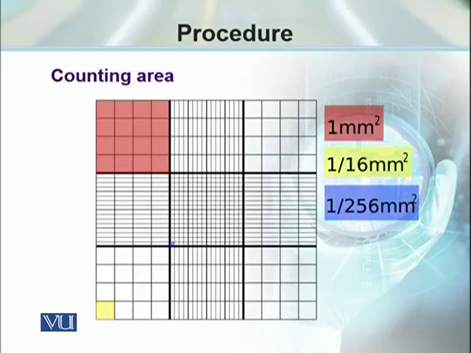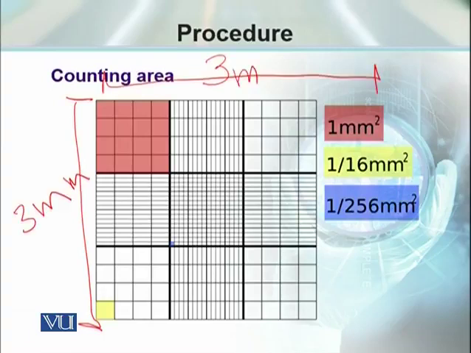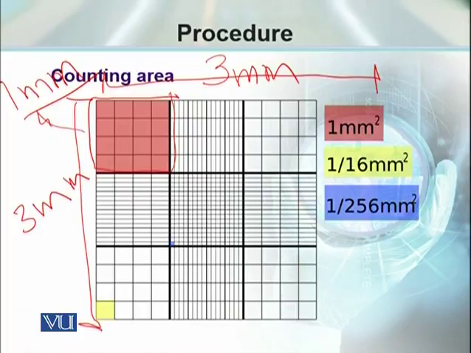When we observe the hemocytometer under microscope, it is a complex of multiple boxes. The total area of hemocytometer is 9 millimeter square. Each side is about 3 millimeter long. This 9 millimeter square area is divided into 9 boxes, and each box is having an area of 1 millimeter square. There are 4 1 millimeter square boxes which are at the corners 1, 2, 3 and 4.